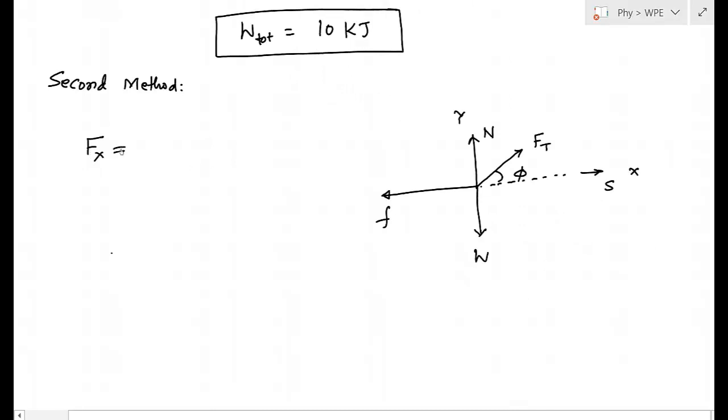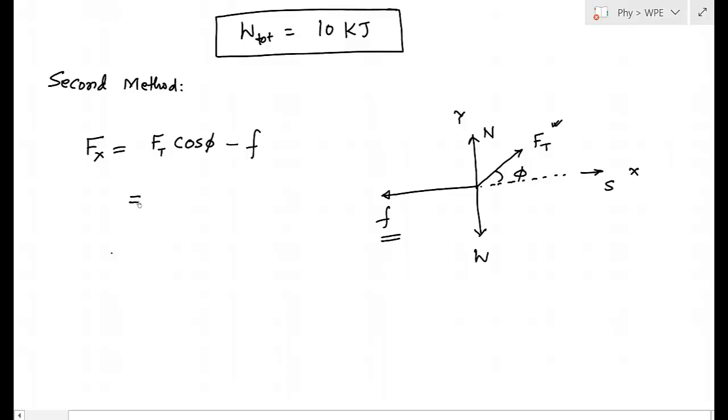So the tractor is applying a force. So we can take the x component of this force. So this will become Ft cos phi, and this is in the positive direction of the x-axis. There is another force in the x direction, that is the friction force, but this is in the negative direction, so we have to write minus F.